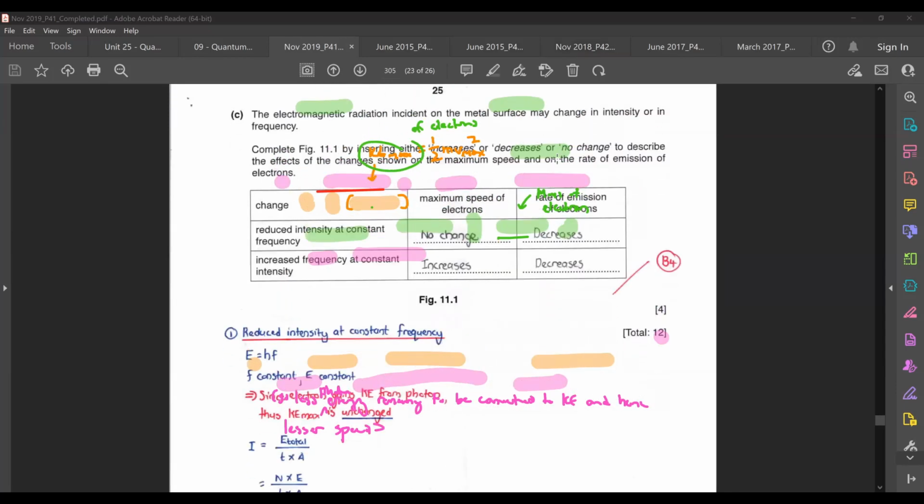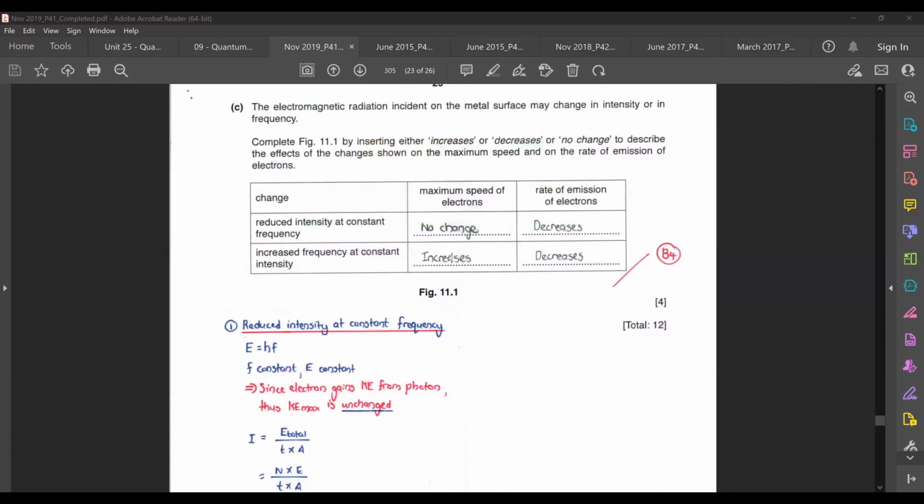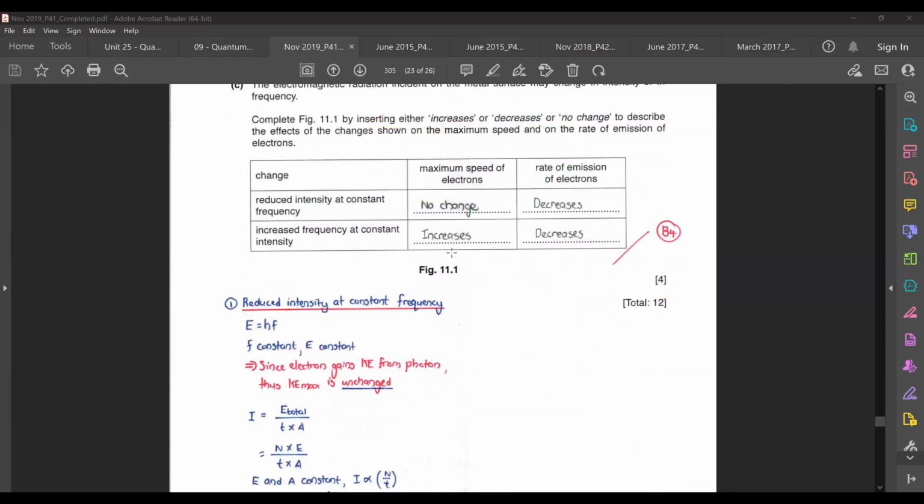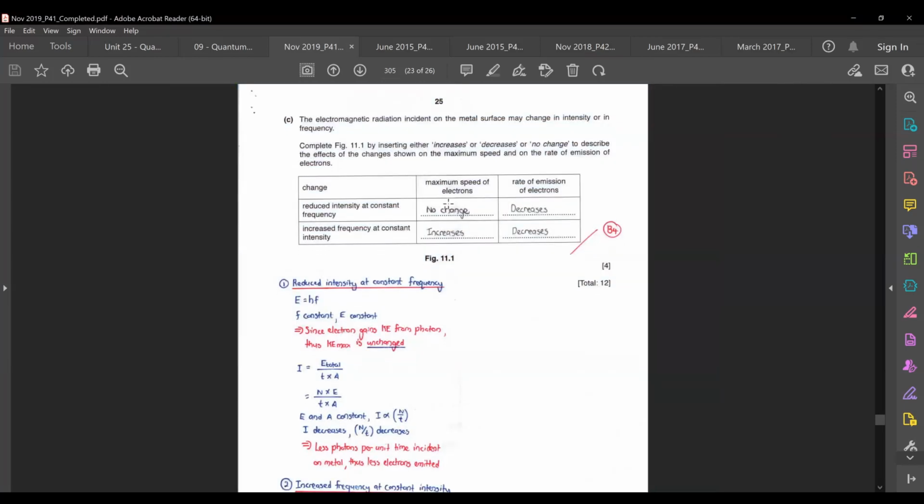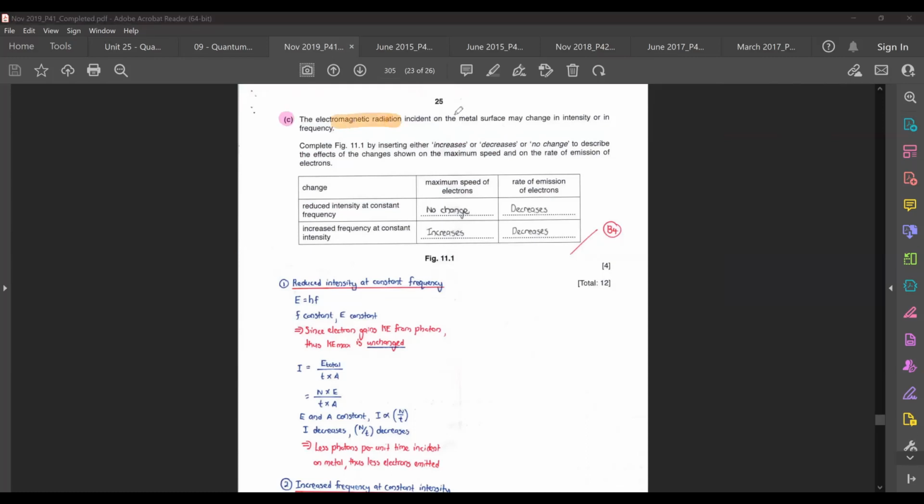And then you look at the next part, this one has some table related to your photoelectric emission and intensity. In part C here, they mentioned that the electromagnetic radiation incident on a metal surface may change in intensity or in frequency. Complete the figure below by inserting either increases, decreases, or no change to describe the effect of the changes shown on the maximum speed of your photoelectrons and on the rate of emission of your photoelectrons or your electrons itself.